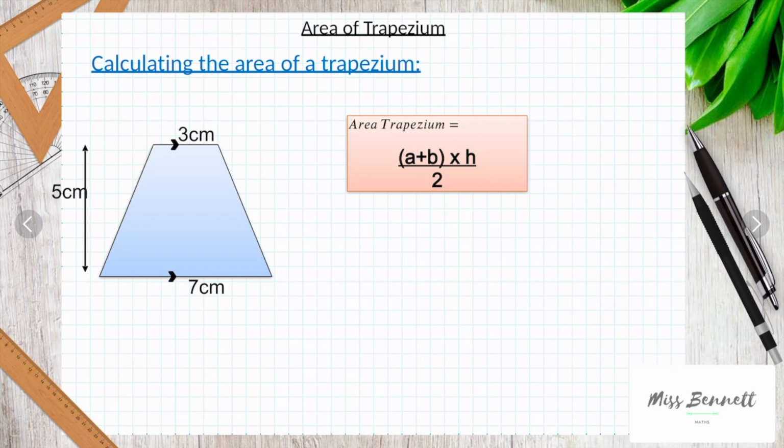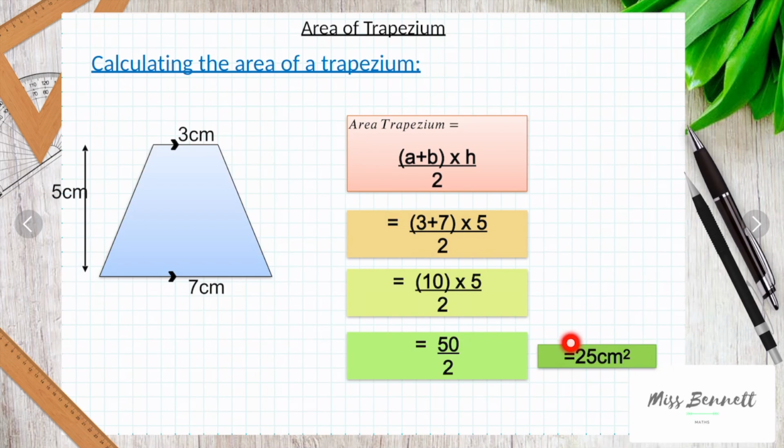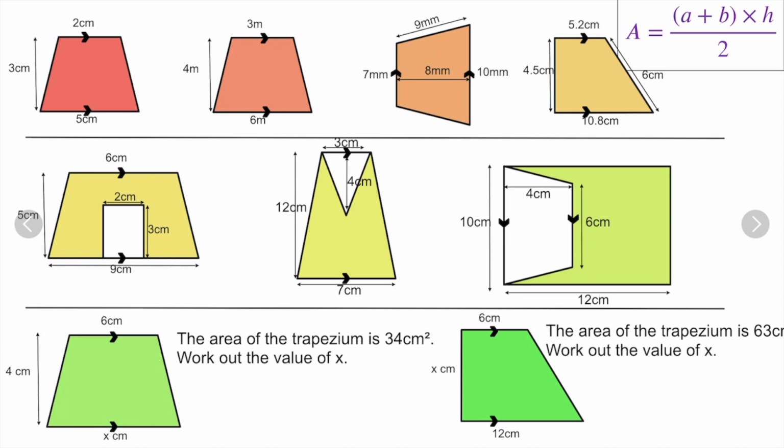So I'm going to do A plus B, 3 plus 7, multiplied by the height, and divide it by 2. Well, 3 plus 7 is 10. So now I have 10 multiplied by 5 divided by 2. Then I'm going to do 10 multiplied by 5, which is 50, and 50 divided by 2 gives me 25 centimetres squared. This is your final answer. Here are some questions for you to have a go at. When you're done, you can check your answers.